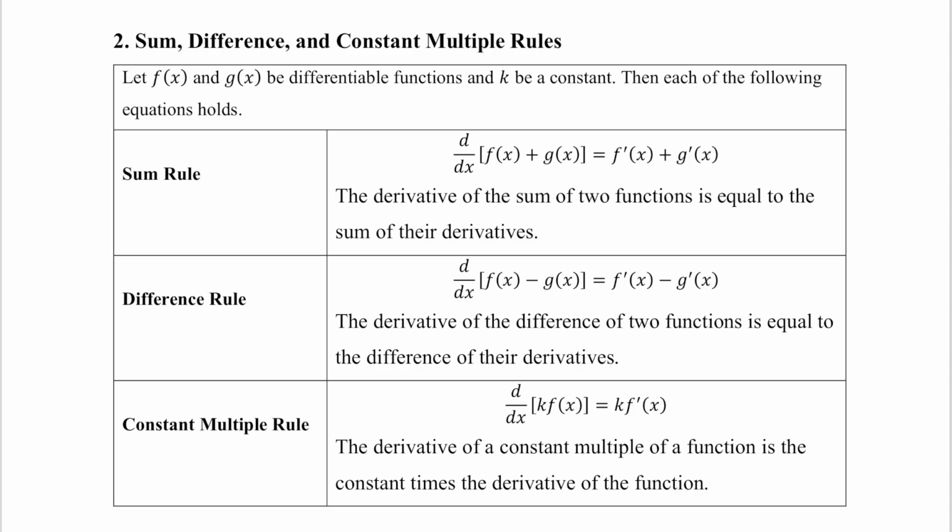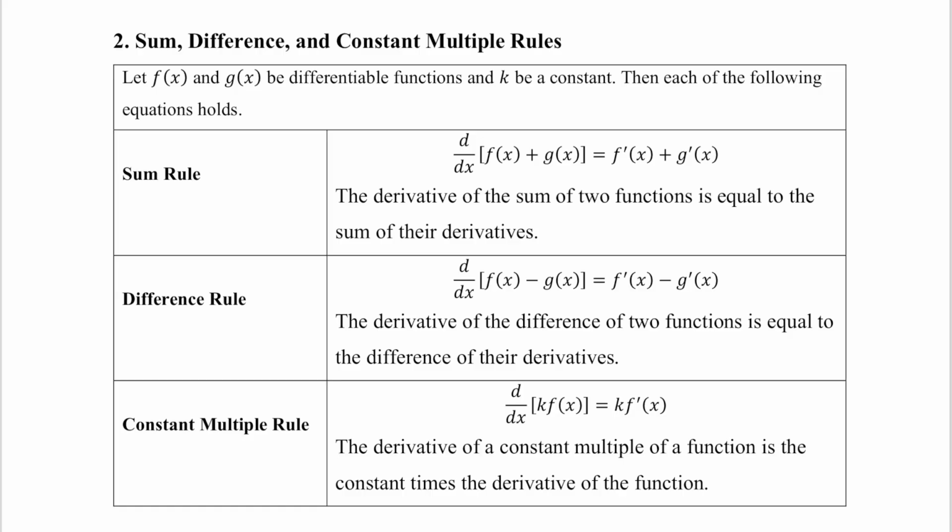Next, we have the difference rule. This rule is very similar to the sum rule, but now the function is being subtracted. The rule says the derivative of f of x minus g of x is equal to f prime of x minus g prime of x. So the derivative of the difference of two functions is equal to the difference of their derivatives. Again, the process is simple. We take the derivative of each function separately, and then we subtract the results.